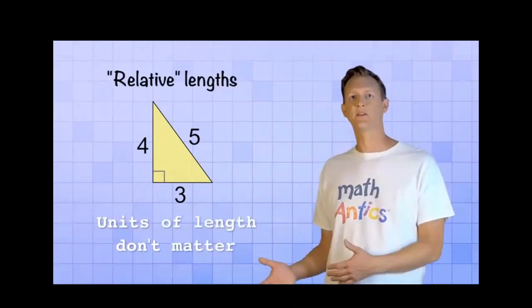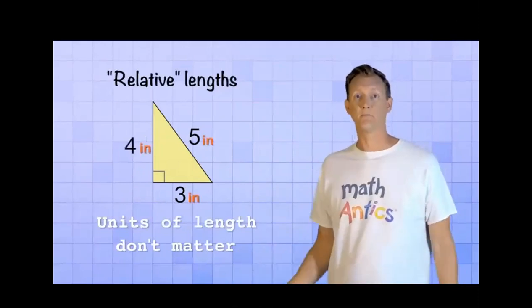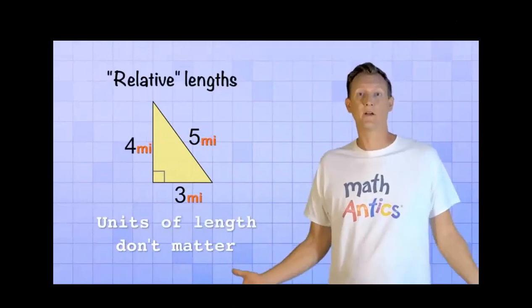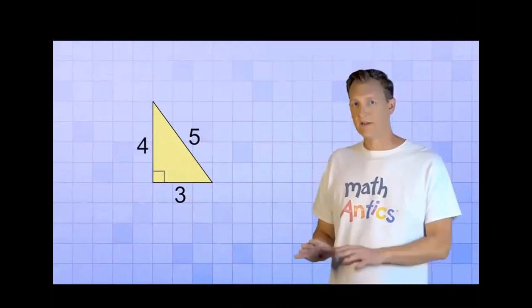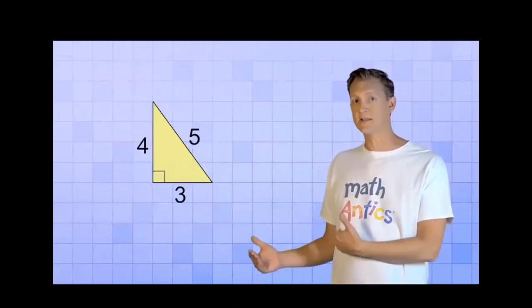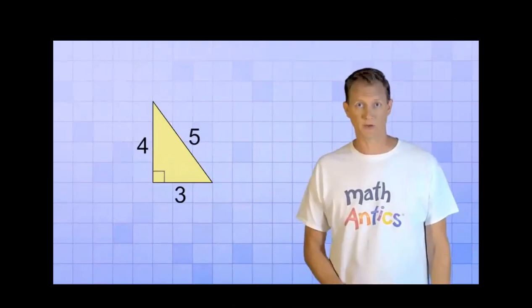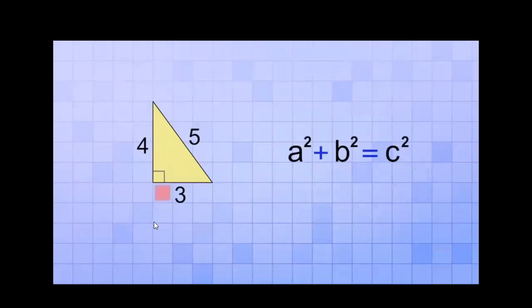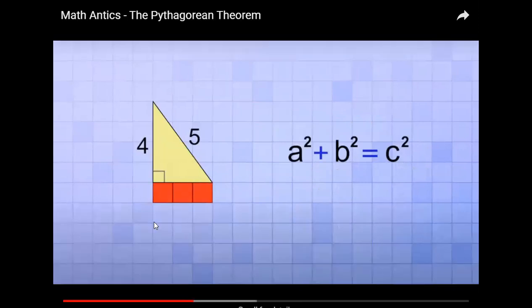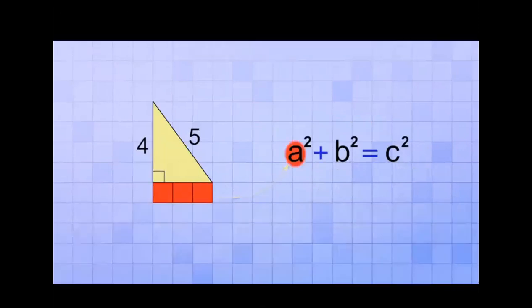The sides could be expressed in any units, inches, meters, miles, whatever. So the triangle could be of any size as long as its lengths would have the proportions 3, 4, and 5 relative to each other. Starting with the side that's 3 units long, which we'll call side A, what do we get if we square that side? Well, in arithmetic, squaring 3 means multiplying 3 times 3, which equals 9.